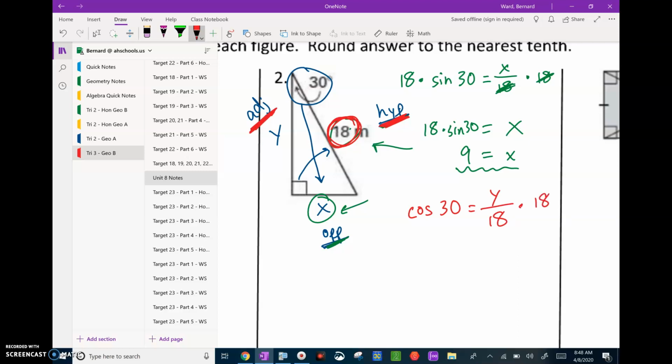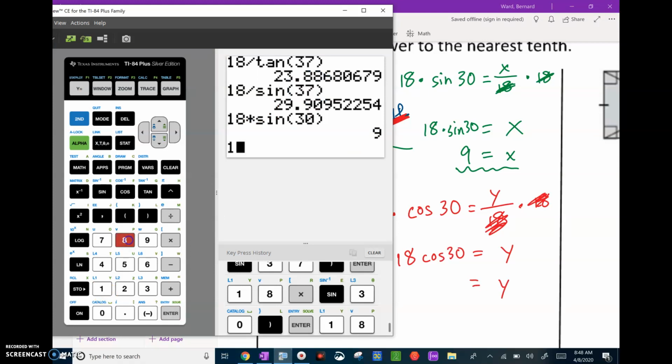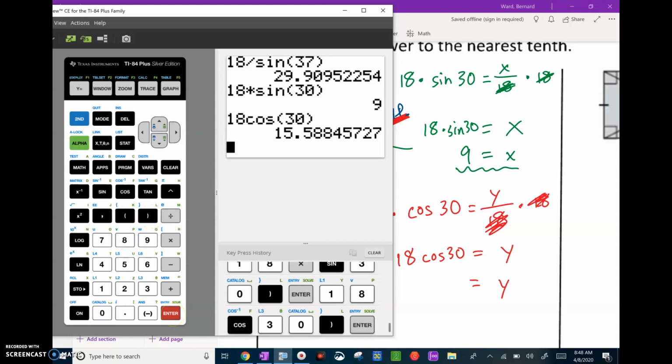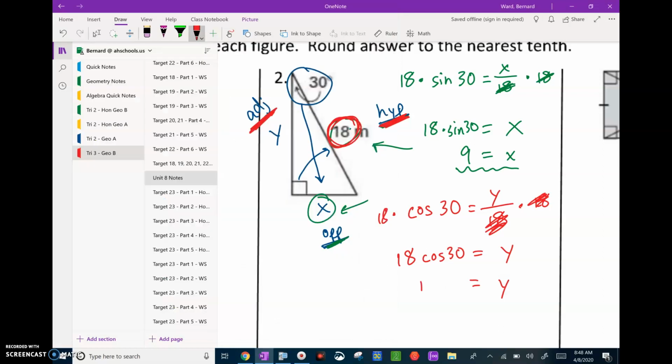Multiply both sides by 18. Our 18s and our fraction cancel out, leaving us with just y. And so then we just want to type in 18 times the cosine of 30 into our calculator, and that will leave us with y. And so when we do that, 18 times the cosine of 30, we get roughly 15.6.